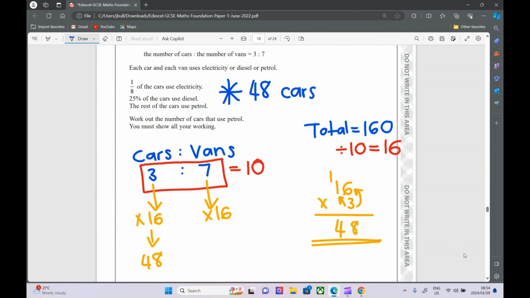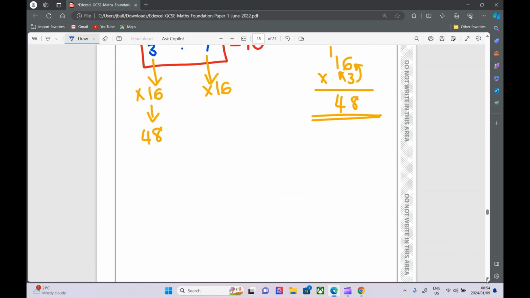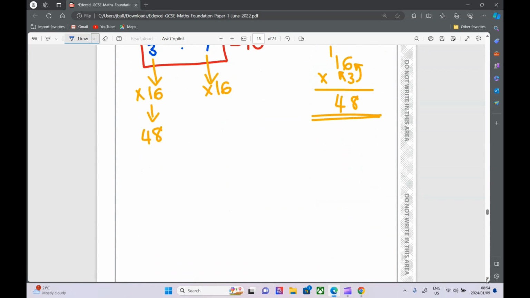Now we need to work out how many of the cars use petrol. So they say of the 48 cars, an eighth of them use electricity. Okay, so let's just say how many electric do we have? It's 1/8 of the 48. So how we work this out is we say 48 divided by 8, which gives us 6. So 6 cars use electricity.